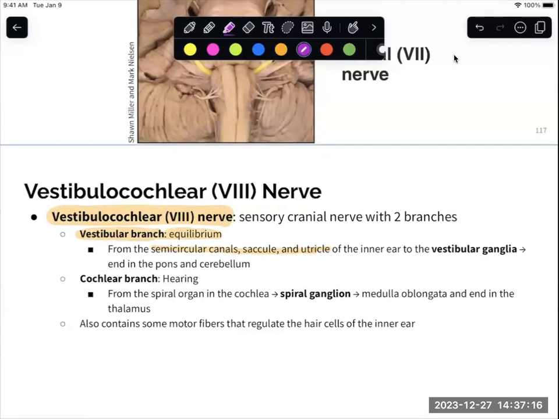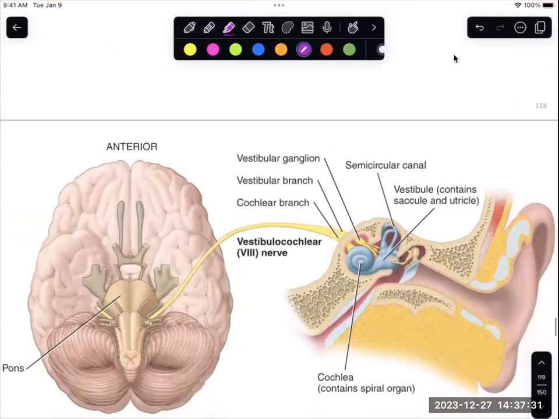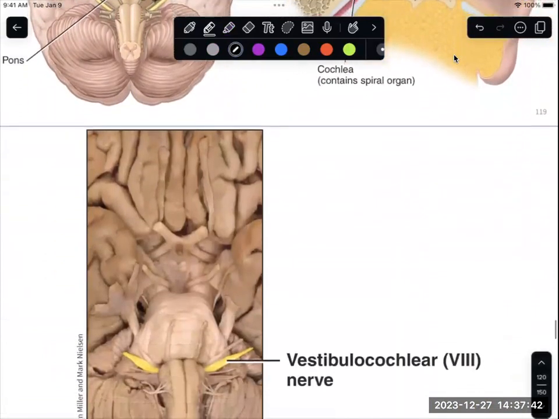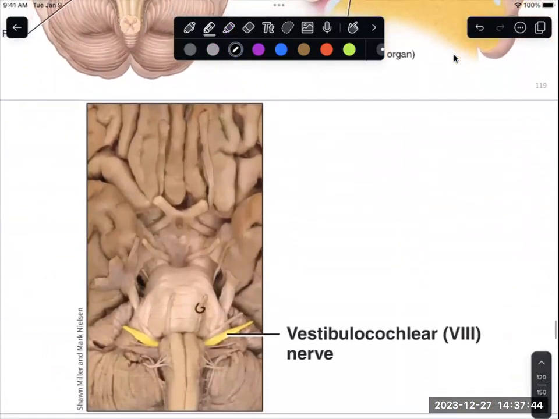And then we have that cochlear branch for hearing. There's also some motor, but it's mostly considered that sensory cranial nerve. So here we can see this vestibulocochlear nerve coming out. We have that 6, 7, and now 8. You can see it on that brain. 6, 7, 8.